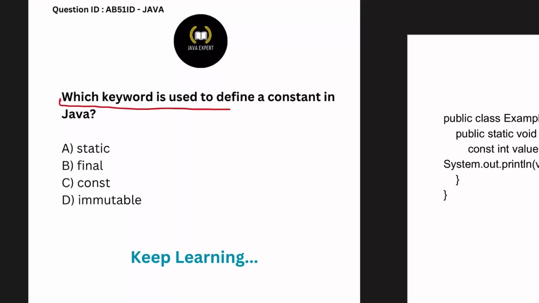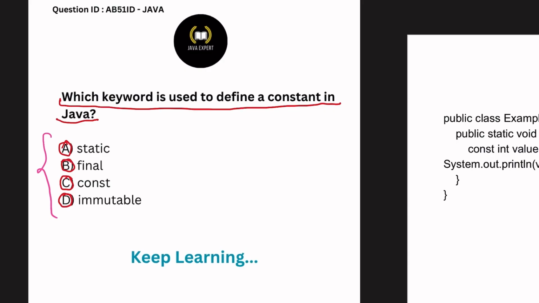Which of the following is used to define a constant in Java? Option A is static, option B final, option C constant, option D immutable. Okay, let's check all these options one by one and find out the correct one.